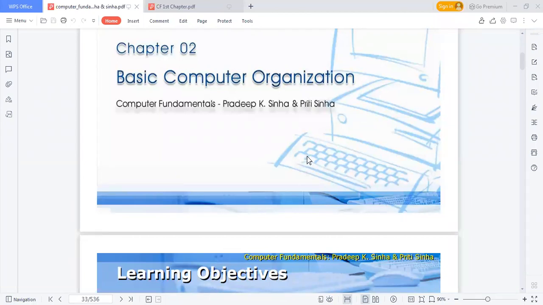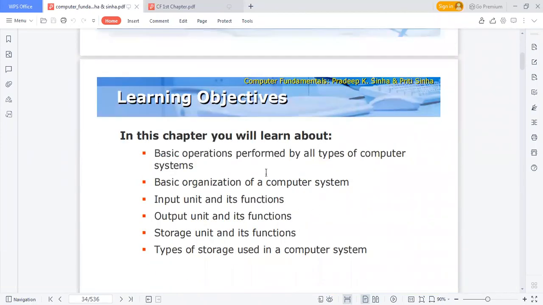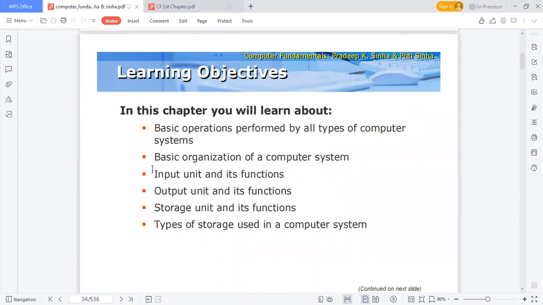Today we'll discuss basic computer organization, second part. This is actually a review class. From this part, we'll learn about the basic operations performed by all types of computer systems, basic organization of a computer system, input units and their function, output units and their function, storage unit and its function, and types of storage used in a computer system. From this chapter, we learn about these keywords.